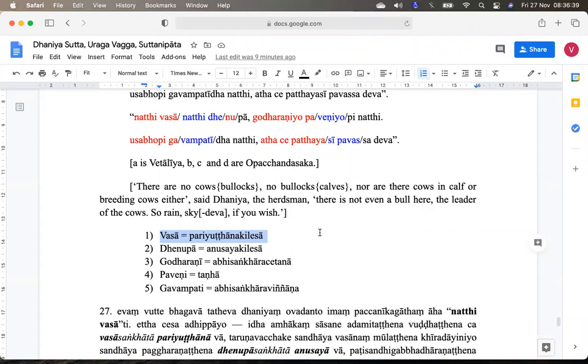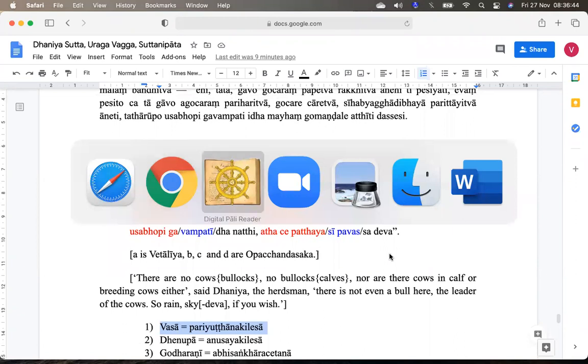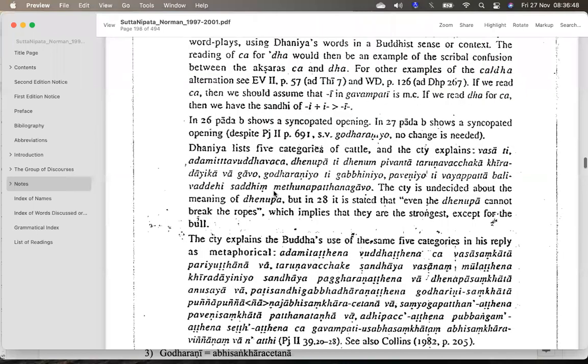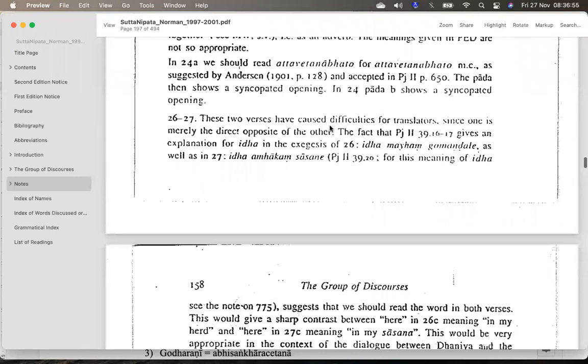And also the scholar Kia Norman notes, so he admits, here these two bases cause difficulty for a translator, since one is merely the direct opposite of the other. So he thinks that is just merely direct opposite. But in the idea of the commentary, that is a metaphorical sense.